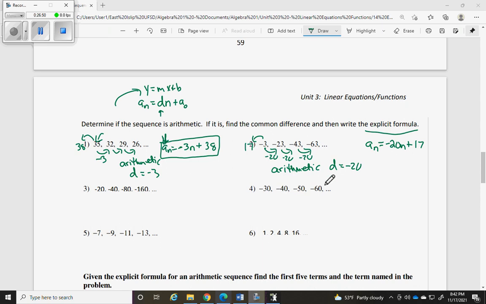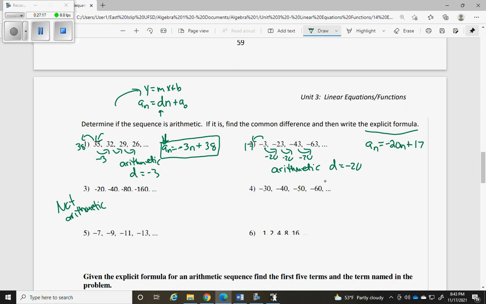So if we look at number 3, it is not arithmetic. It is a sequence of numbers. I can figure out the next number, can't you? Aren't we multiplying by 2 each time, right? But since we're multiplying by 2, it's not called arithmetic. So we're not going to write any kind of equation for it. We're done, right?